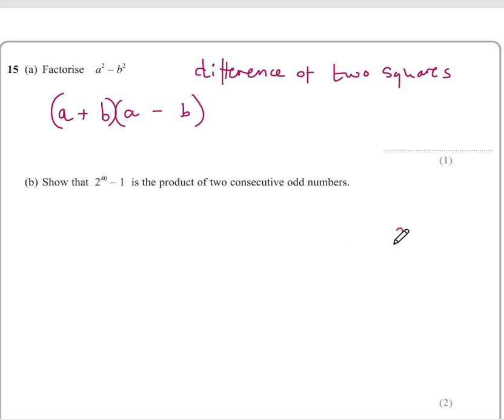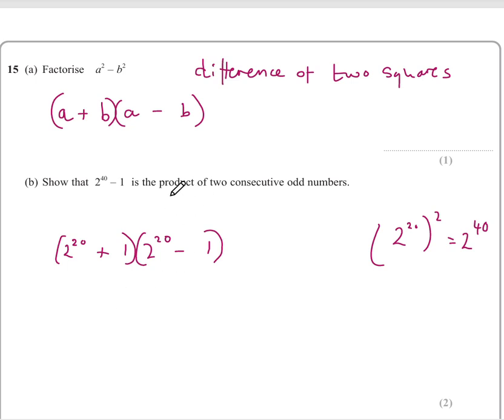If we think about it, 2 to the power 20, if we square that, we're going to get 2 to the power 40. So it's quite a complicated looking example of the difference of two squares. If we break that down in the same way, we're going to have 2 to the power 20. Obviously, if we square root 1, we get 1, and it's going to be plus 1 and minus 1.